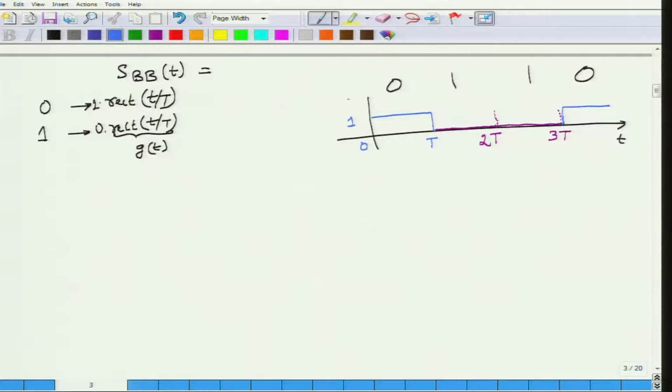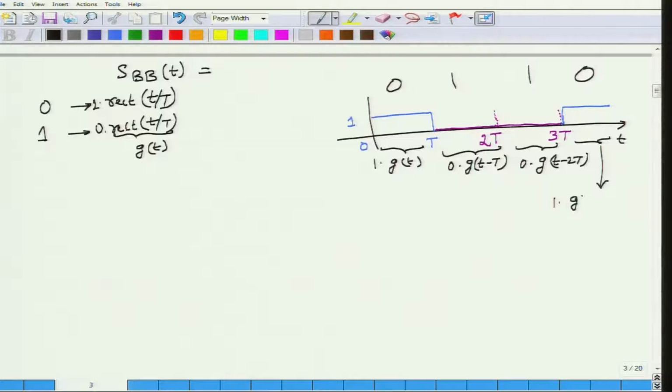So what you have is essentially this signal g of t, and what about this signal? This signal will be 0 into g of t minus t. Would that make sense? Yes, because g of t minus t corresponds to a signal which has been shifted in time by t seconds. And what about this third symbol? That would be 0 into g of t minus 2t, and finally the fourth symbol is basically 1 into g of t minus 3t.